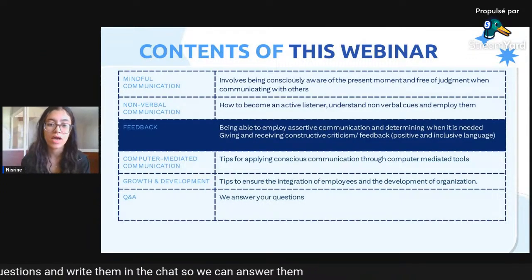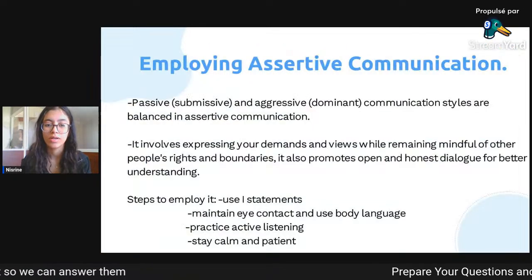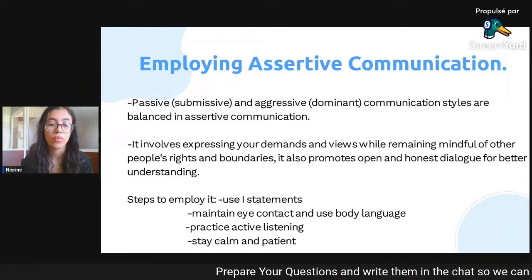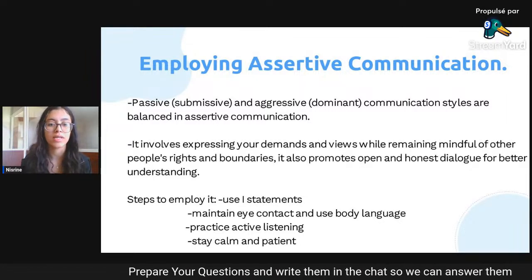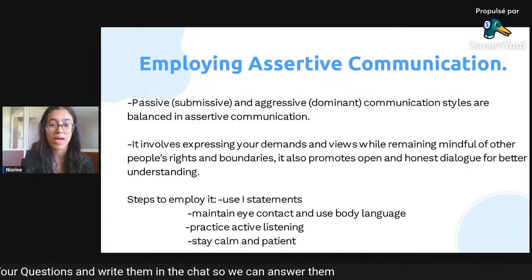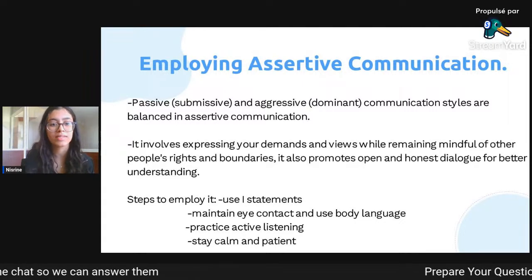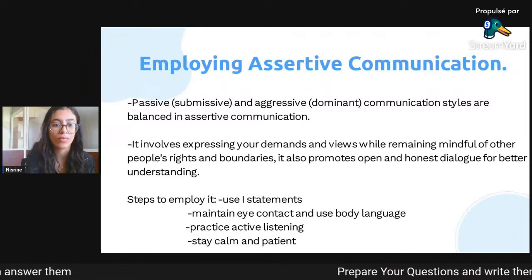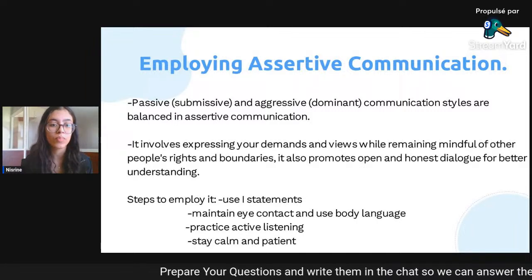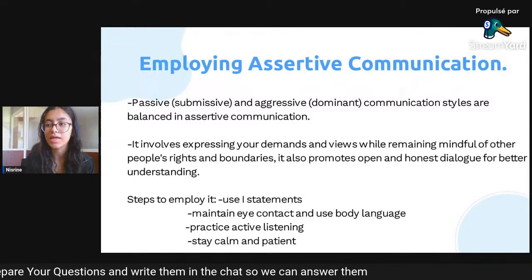So in my part, I will be talking about assertive communication. So we have passive, which is submissive, and aggressive, dominant communication. Styles are balanced in assertive communication. It involves expressing your demands and views while remaining mindful of other people's rights and boundaries. It also promotes open and honest dialogue for a better understanding.